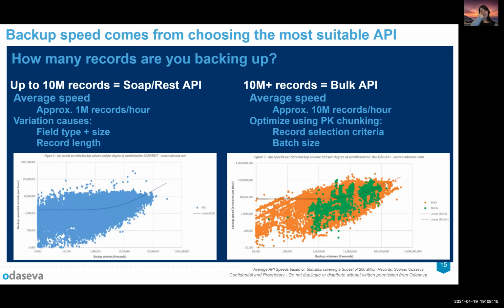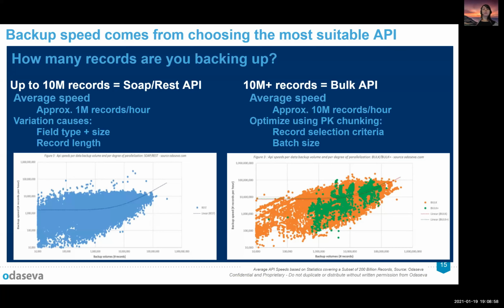The first one is to focus on the APIs. As you all should know, there are several Salesforce APIs. You have the SOAP, REST, and bulk APIs, and they would back up certain amounts of records. For the SOAP and REST API, the average is 10 million records, which would get recorded with an average speed of 1 million records per hour. It depends on the field type, the size, and so on. And for the bulk API, it can go with an average speed of over 10 million records per hour.